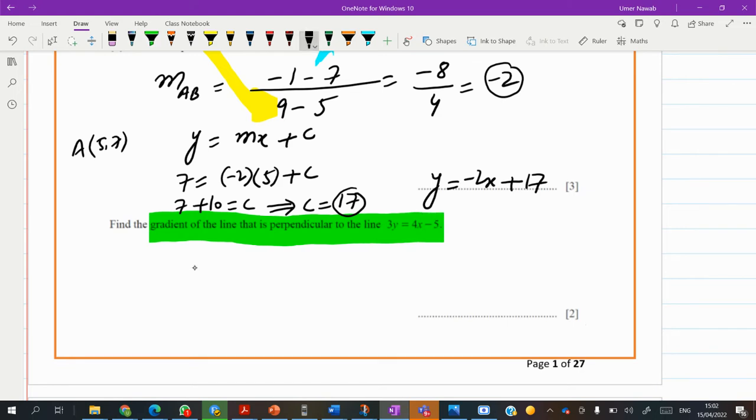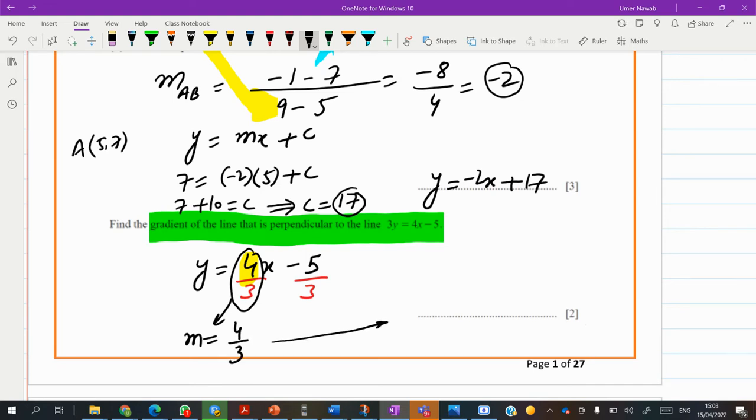Next question is, write down the gradient of the line perpendicular to this. So what is this line, guys? 3y equals 4x minus 5. I cannot say that 4 is my gradient, because here on the left hand side y has to be alone. It shouldn't have any multiple other than 1. So this 3 has to be divided. So divide by 3, divide by 3, divide by 3, boys. Now this 3 will be finished. Now this is the gradient of this line. The gradient is 4 over 3.